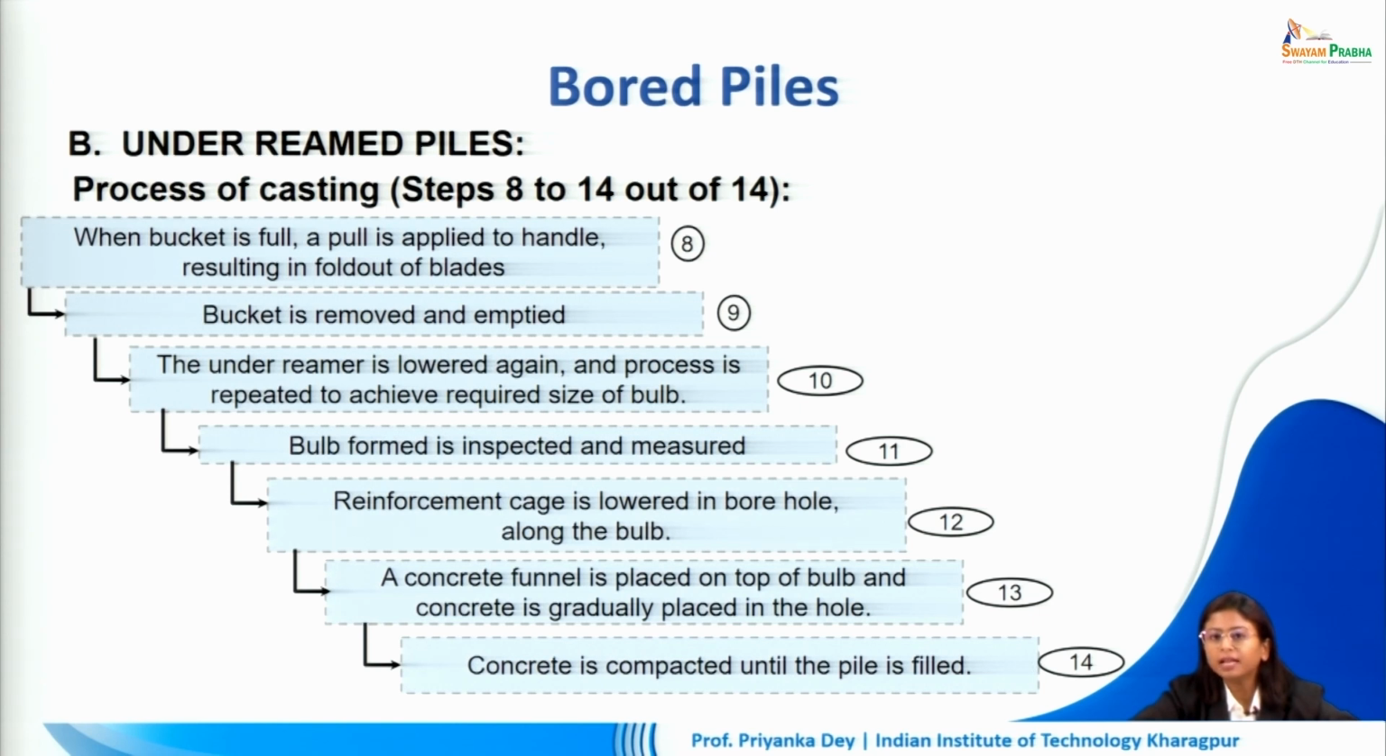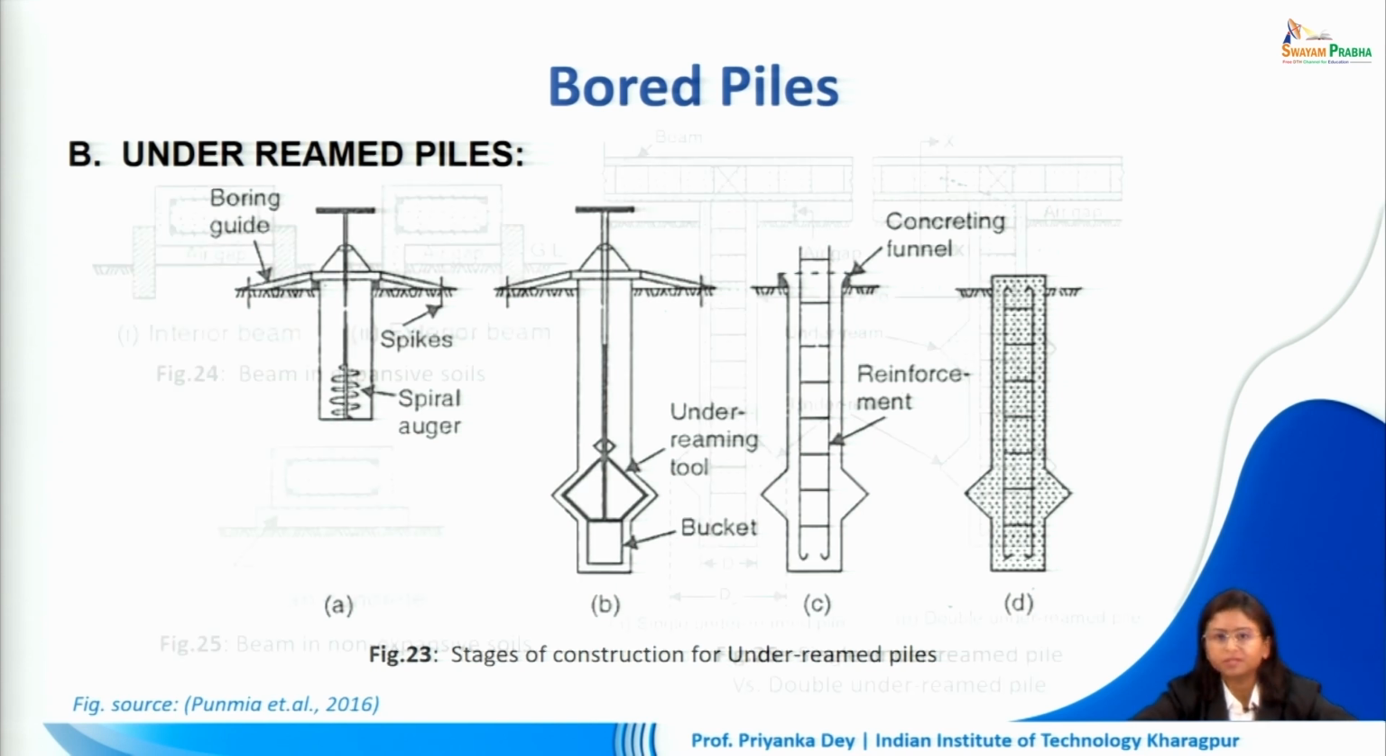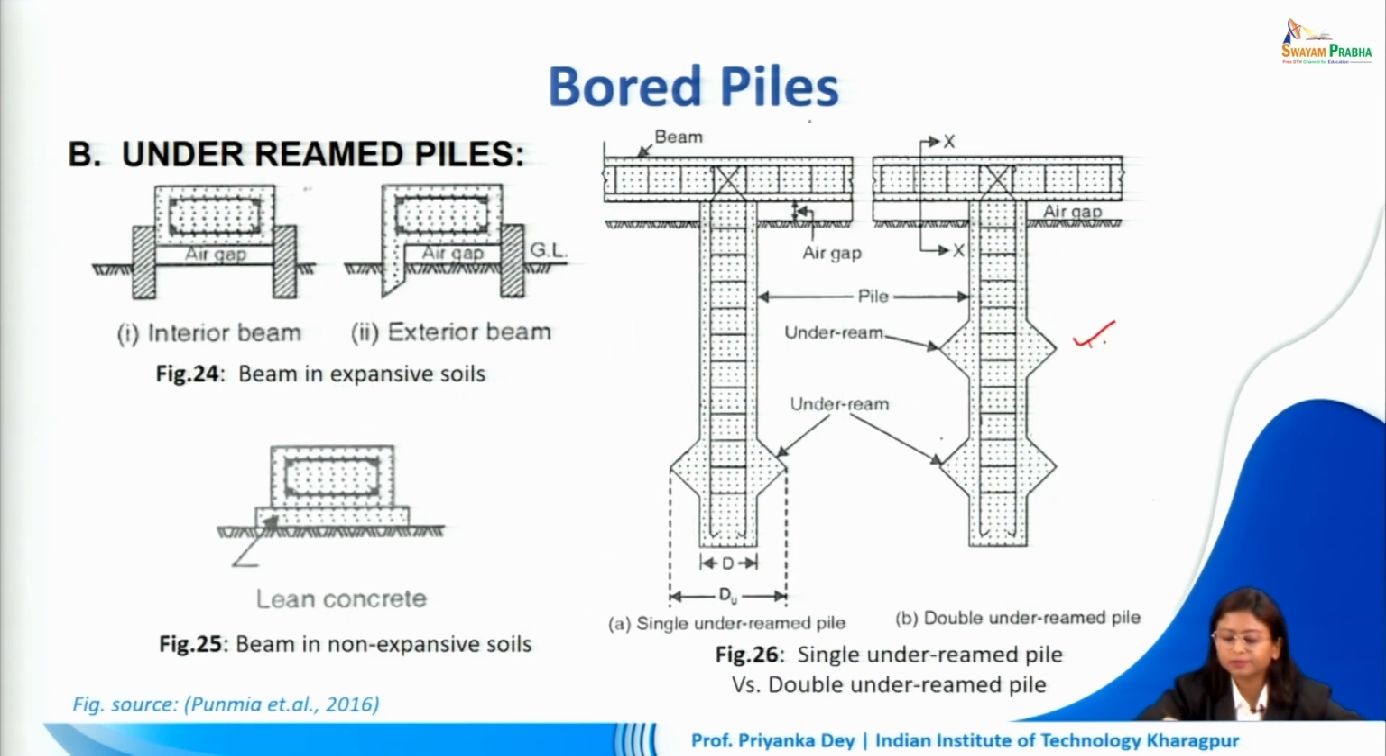Gradually, once it is done, the entire pile will be created. Now this is with one bulb. We can also create the underream pile with two bulbs, something like this. Now this pile will be surmounted by a pile cap, but there will be a certain gap left in between.